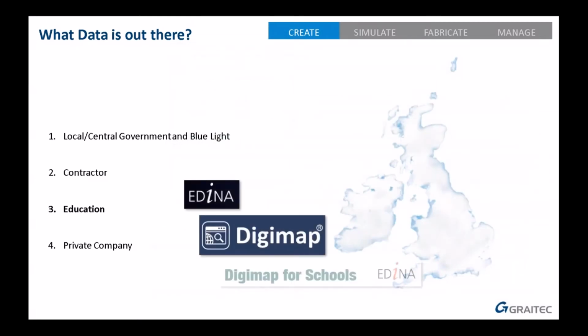Right, education. So the education sector, you're well looked after by Edina. Digimap is an online mapping and data delivery service, and you can download from them as well. It's available by subscription to the UK higher and further education establishments. There's also a newer thing, well, it's not new now, called Digimap for Schools as well.